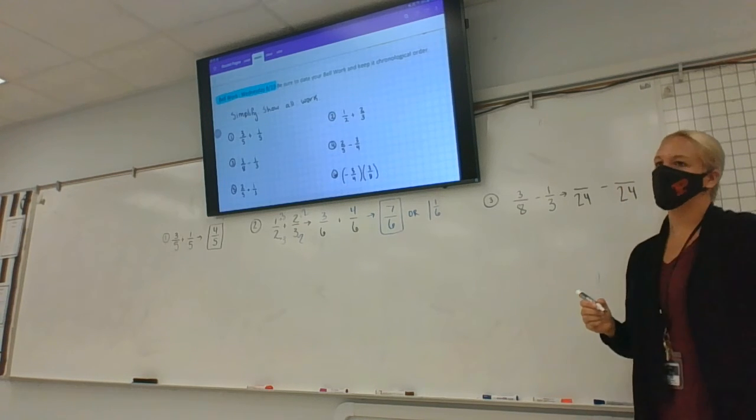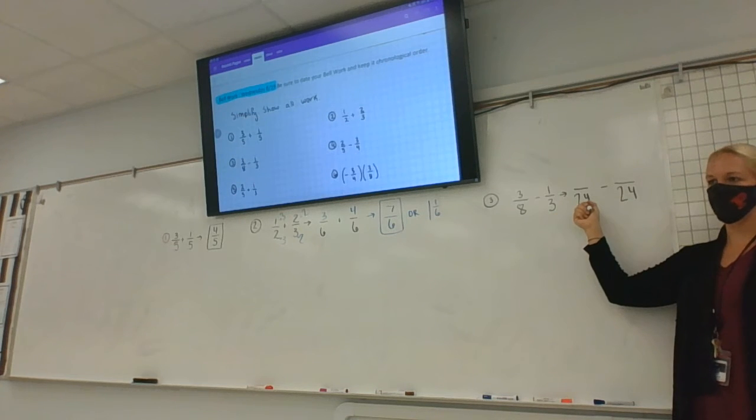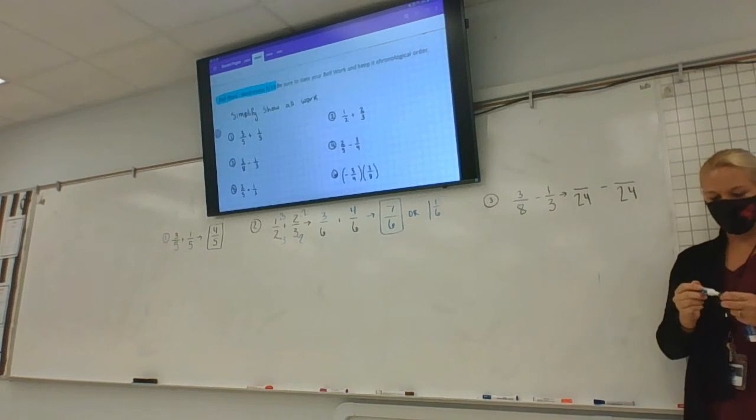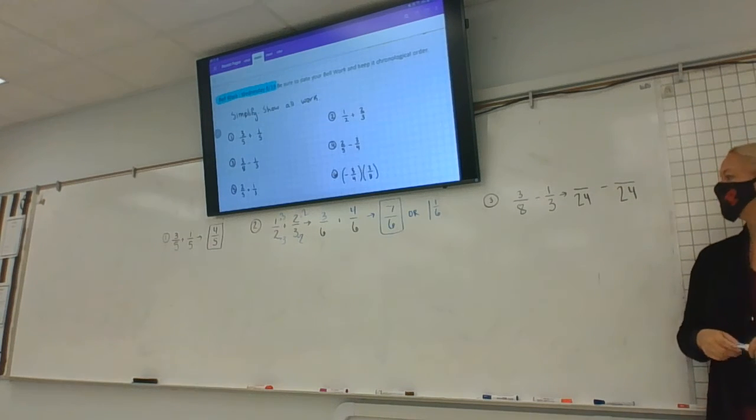If you can't think of a common denominator, you can always just multiply these together, and that'll give you a common denominator. It might not be the least common denominator, but it'll work. It'll get you to the right answer.